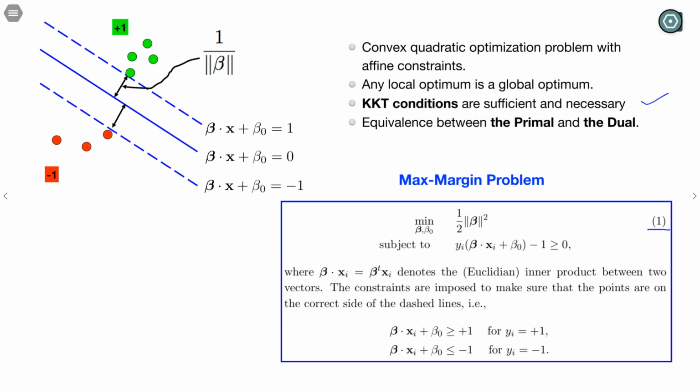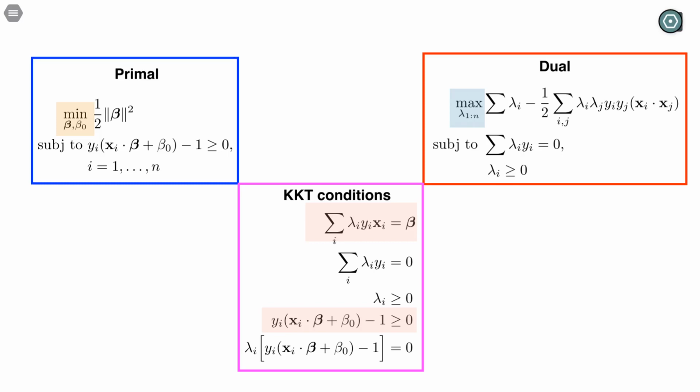The last comment is that optimization 1 is the so-called primal problem. We're actually going to solve the dual problem instead of the primal. What I'm going to explain in the next couple of slides is the following. The original problem is the primal problem, where we want to solve for the slope beta and the intercept beta 0. Instead, we solve its twin sister problem, the dual problem, and we're going to obtain a bunch of lambda 1 through lambda n.